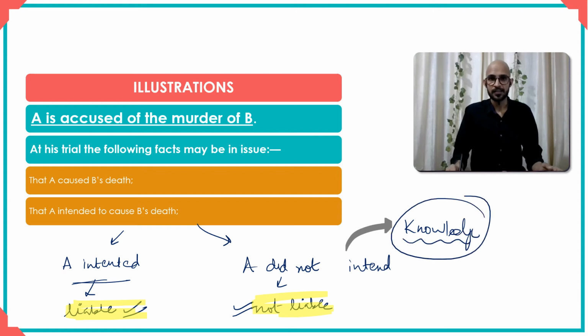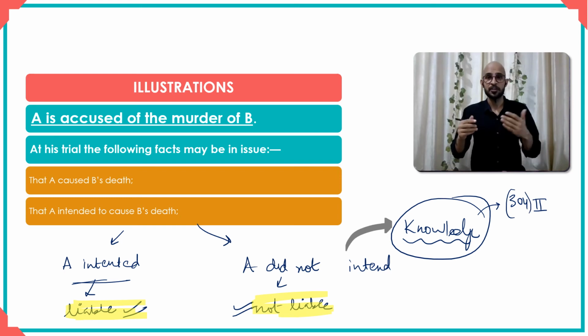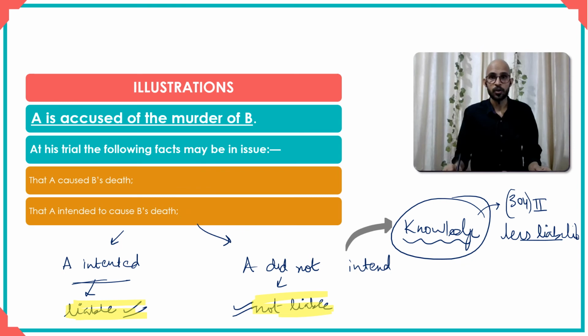In that case, it is not a very grave offense. Maybe it might be culpable homicide, which is punishable under 304 second part, right? Which means he might not be punished as much, but he will be punished, which means it's less liability. So the less liability implies that it's talking about the extent of his punishment, the extent of his liability. So you see, existence, non-existence, and the extent of his liability.